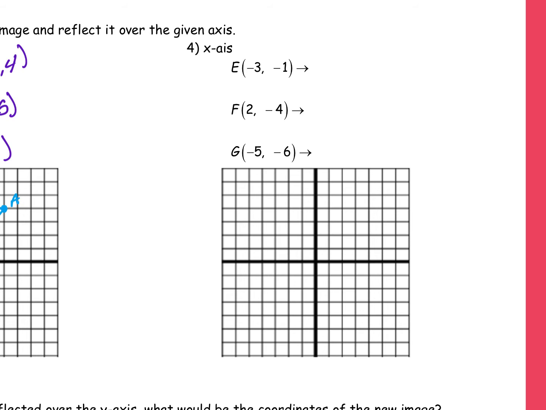Okay, so let's graph them first, right? So negative 3, 1. Oh, that would be negative 1, right? 2, 3, negative 1. 2, negative 4. 4 and negative 5, 3, 4, 5, 1, 2, 3, 4, 5, 6. Wow. So that's G, F, and E.